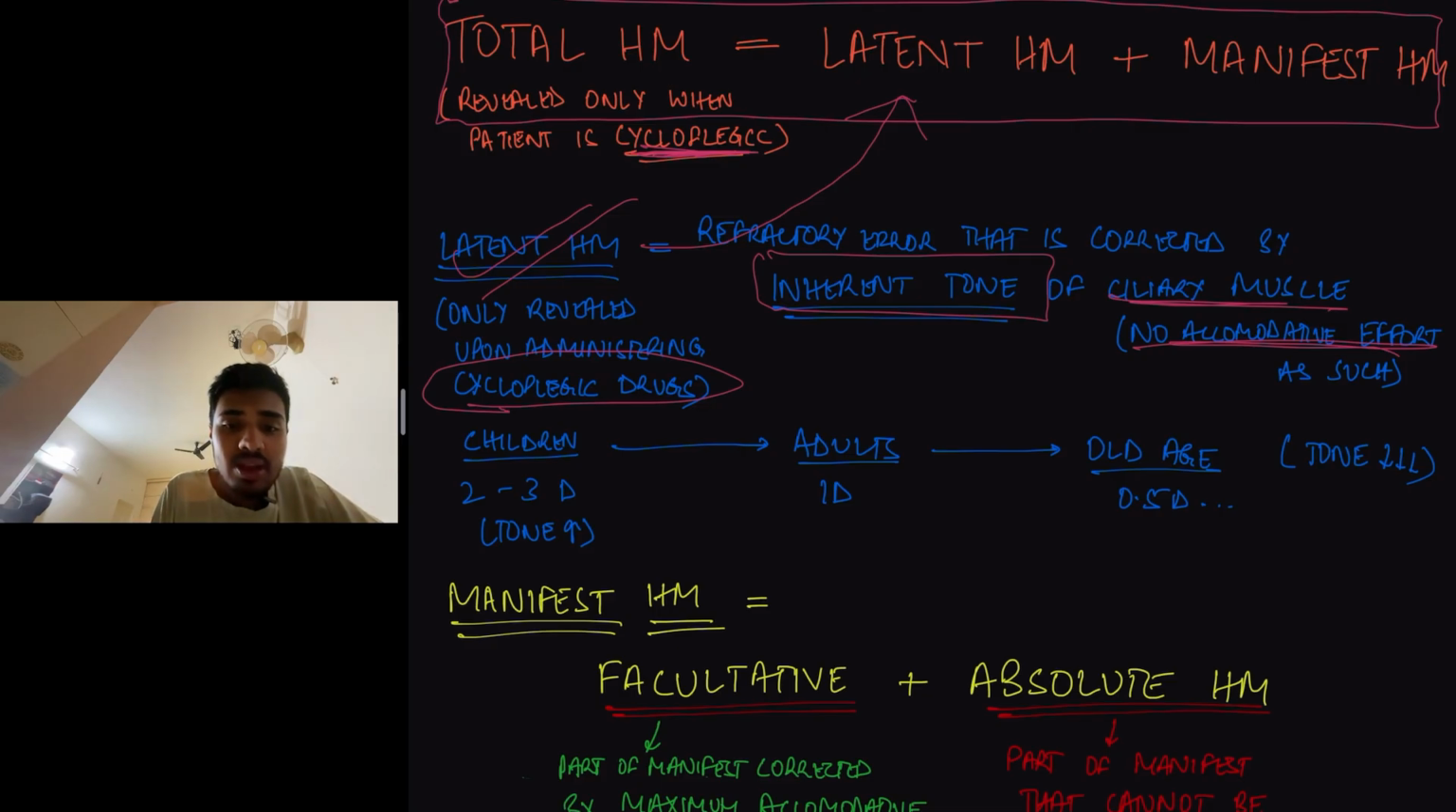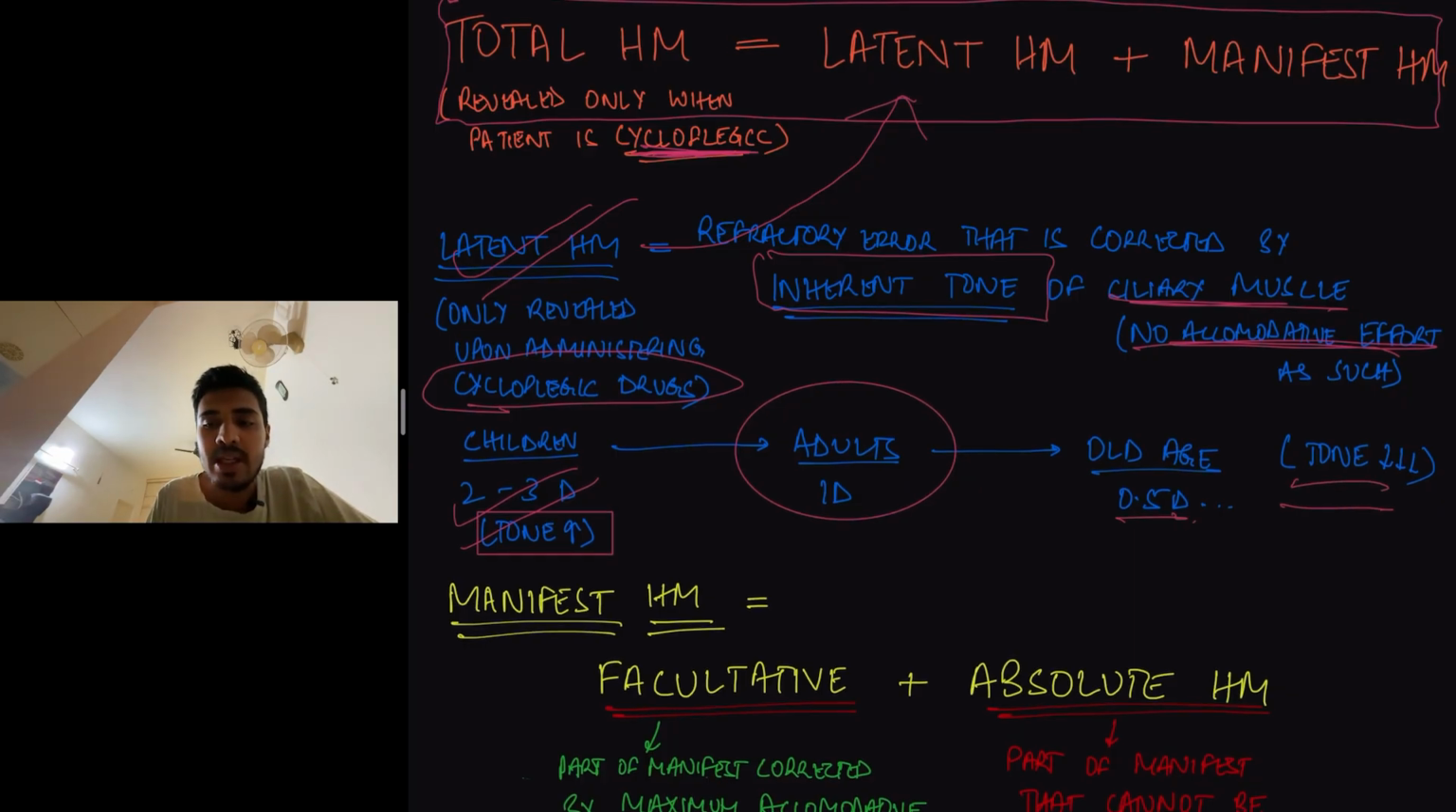In children, the ciliary muscle tone is very, very high. So the latent hypermetropia can be 2 diopters, 3 diopters. But in adults, what we take as a standard value is about 1 diopter of latent hypermetropia. And with old age, as I said, the ciliary muscles get weaker and weaker, so the tone reduces, so it becomes 0.5 diopters and decreases further and further. But classically we say that the latent hypermetropia is about 1 diopter. So this is about latent hypermetropia.